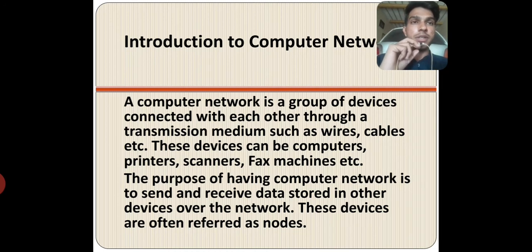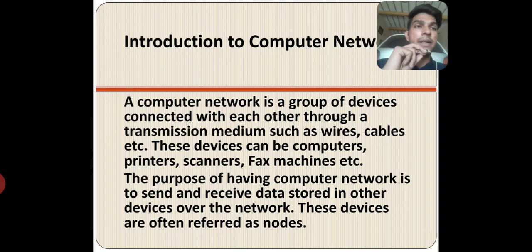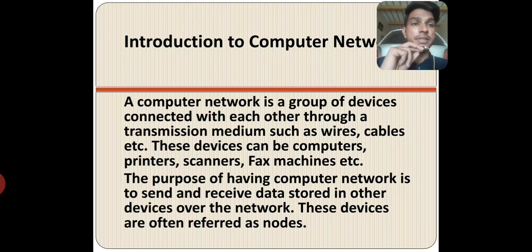So first, the introduction to computer networks. A computer network is a group of devices connected with each other through a transmission medium such as wires, cables, etc. These devices can be computers, printers, scanners, fax machines, etc. The purpose of having computer network is to send and receive data stored in other devices over the network. These devices are often referred to as nodes.